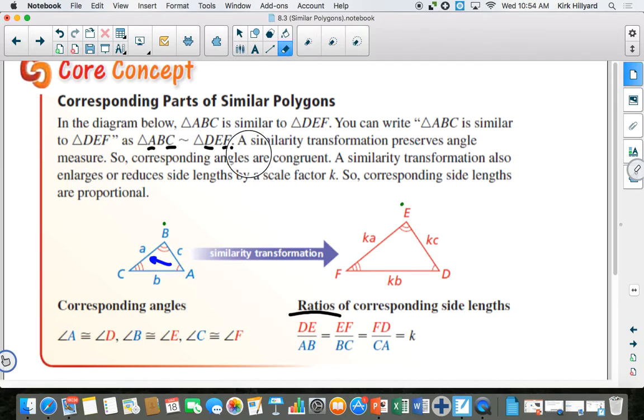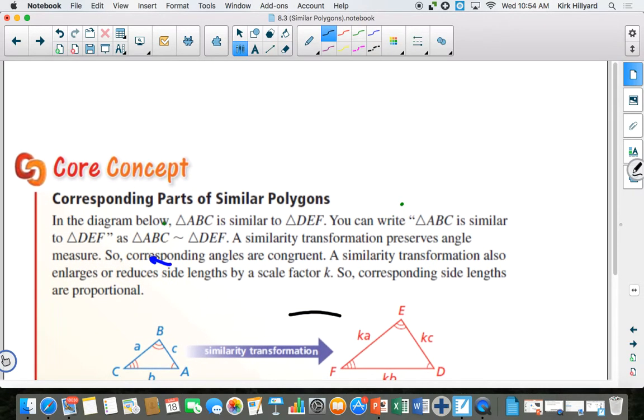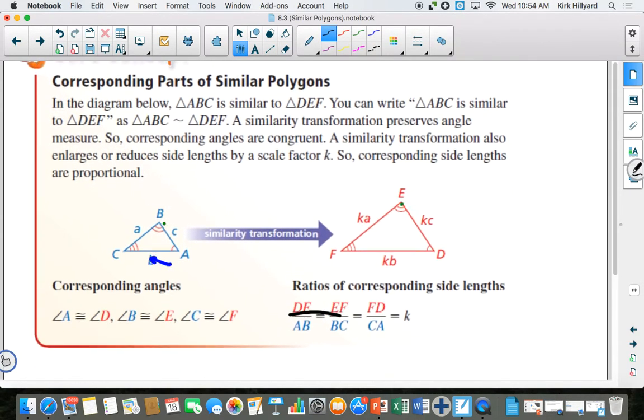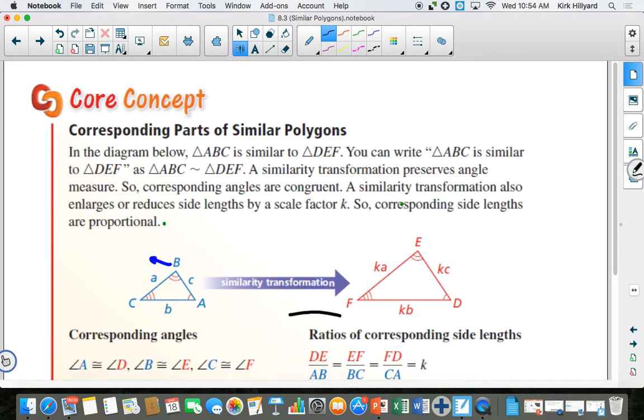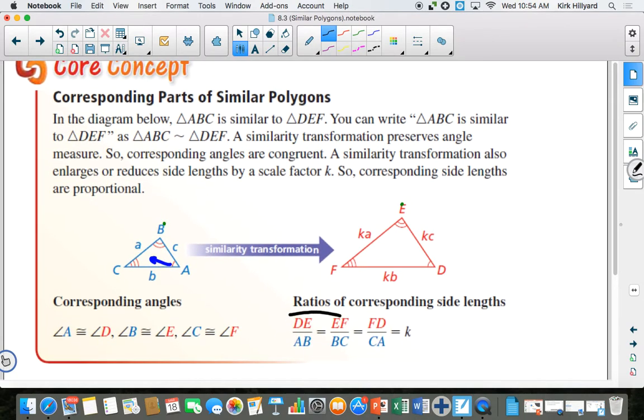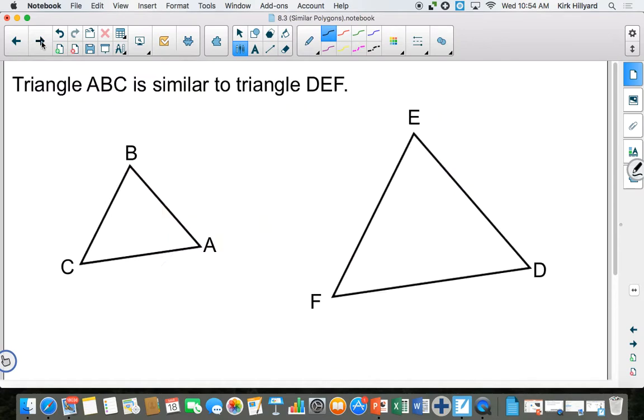So if you have the similarity statement, you can tell what angles are congruent, and you can also tell... let's see, 1 second there. You really don't need that, but I'll leave it right there. So you can tell from this similarity statement right here the angles that are congruent by the order, and then you can also tell the sides that are proportional. So let's go ahead and try that on an example here. This example right here, okay? And we're saying that triangle ABC is similar to triangle DEF.